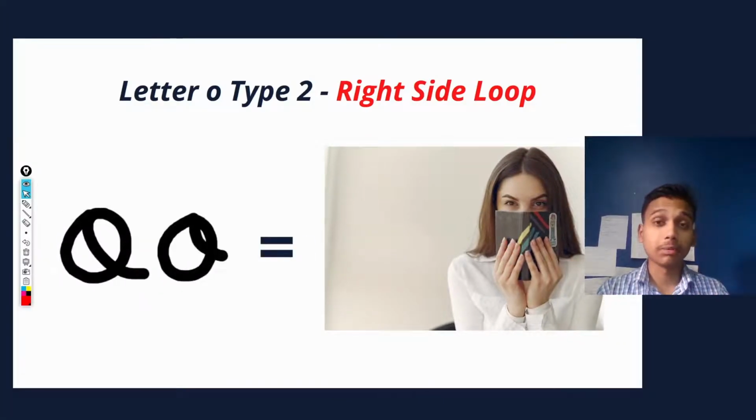Hello everyone, this is Akhilesh Bhagwat from Graphology Made Simple. And right now we are going to study an interesting letter O type, which is the right side loop. Okay, so before we study the left side loop, let's now study the right side loop.